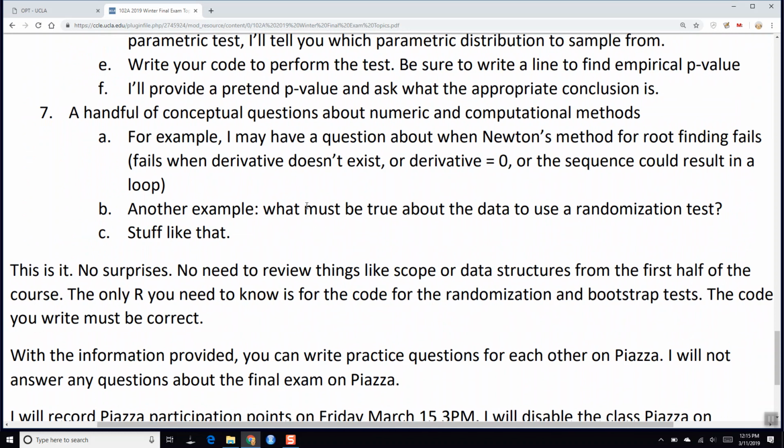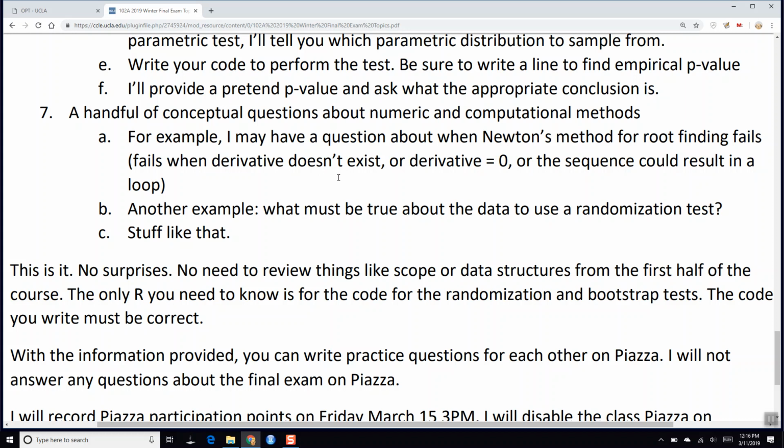I don't want to give away what question I'm going to ask on this part, but for some idea, I could ask something like, when will Newton's method for root finding fail? It fails if the derivative doesn't exist, the derivative is equal to 0, or also possibly when the sequence of updated points ends up in some kind of loop, which is low probability but not 0 probability. So that could happen, okay?